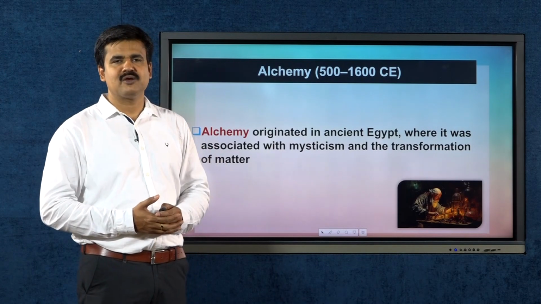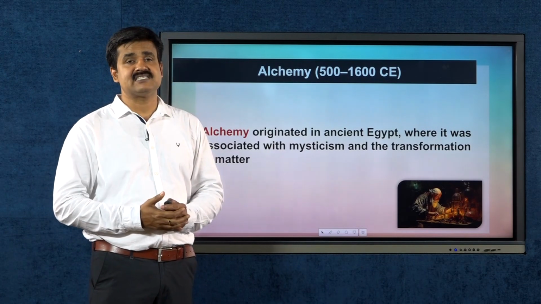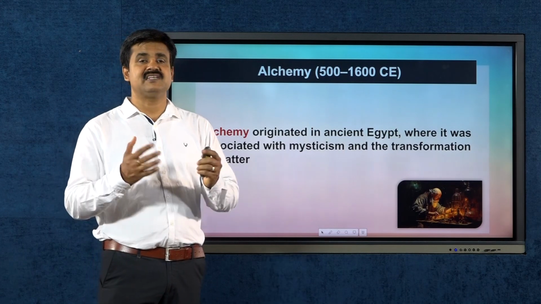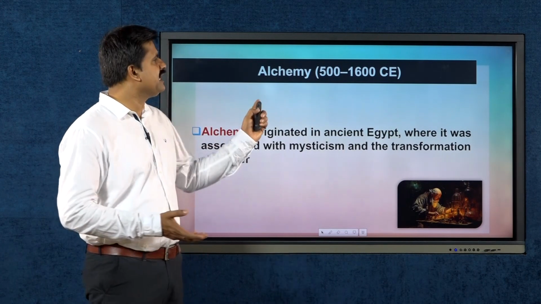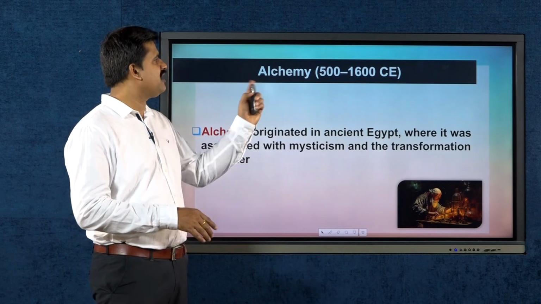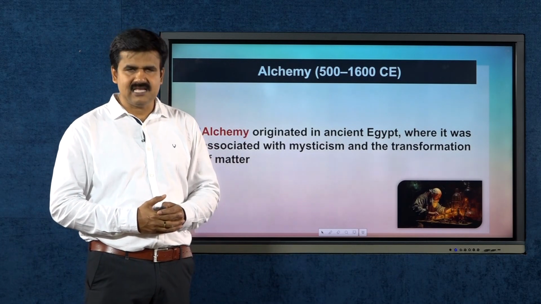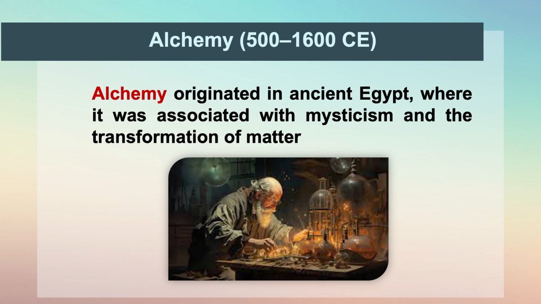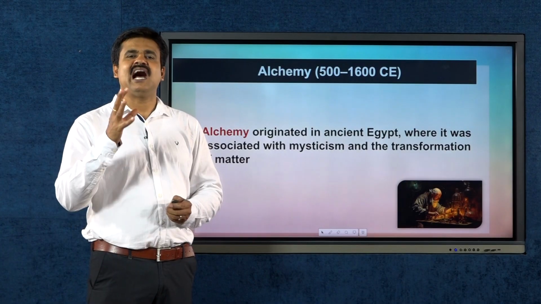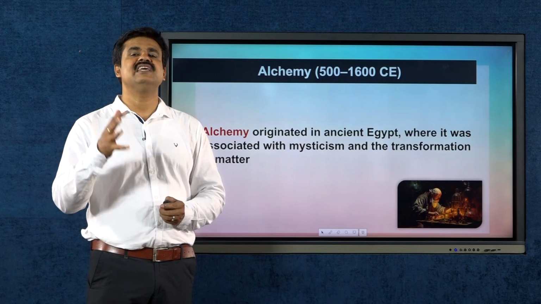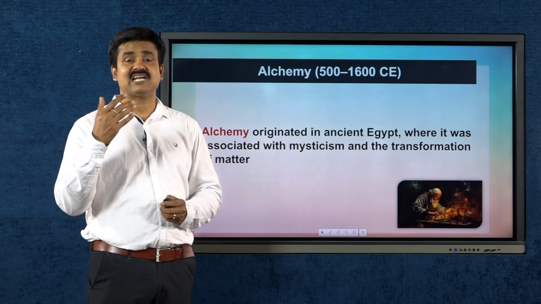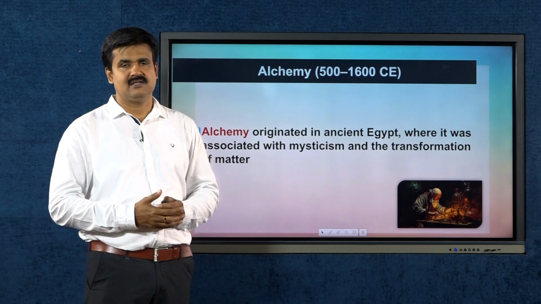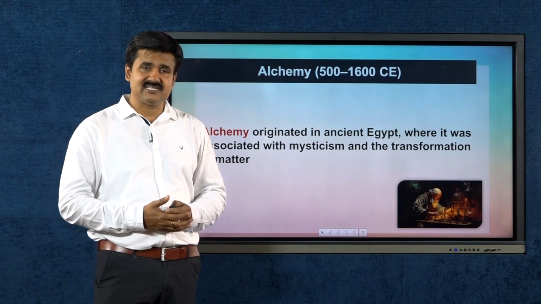Now we are moving on to the second important stage in the history of chemistry, that is the period of alchemy. The period of alchemy is around 500 to 1600 CE. Alchemy originated in Egypt. In Egypt, it was associated with mysticism and the transformation of matter. The alchemists believed in mysticism and gave extreme importance to the transformation of substances from one to another, that is, the transformation of matter.